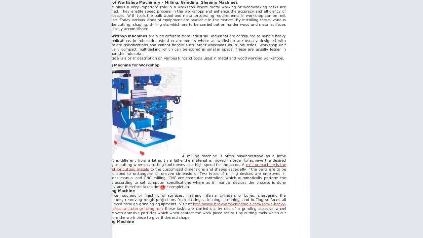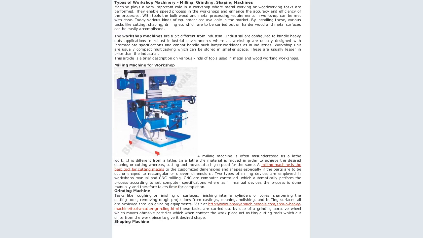So two types of milling devices are employed in workshops: manual and CNC milling. The CNC is computer controlled, which automatically performs the process according to the set computer specifications. Whereas with the manual devices, the process is done manually and therefore takes time for completion. So those are the milling machines.